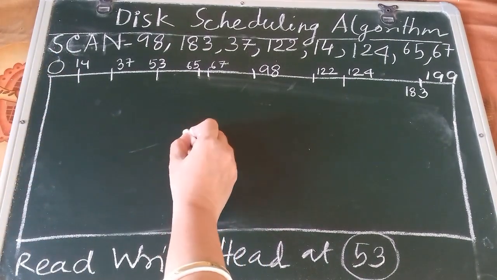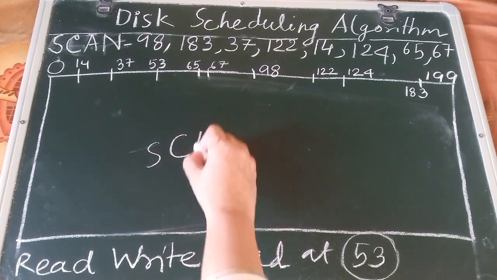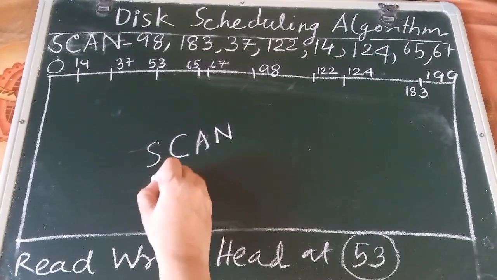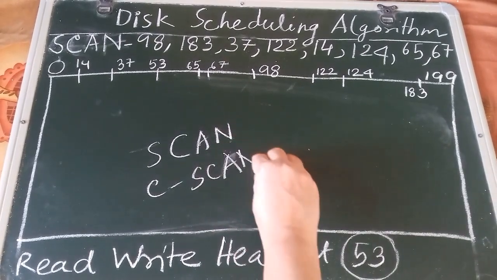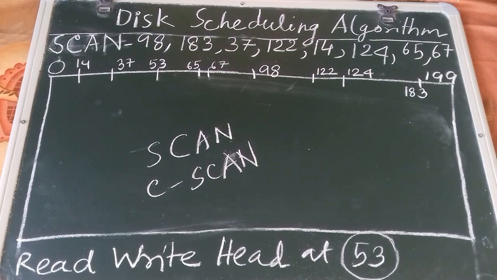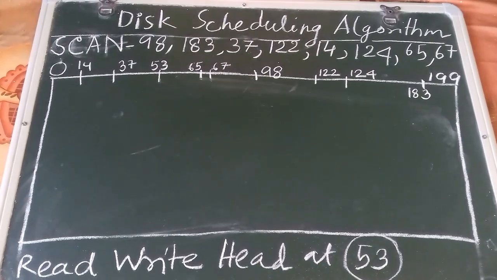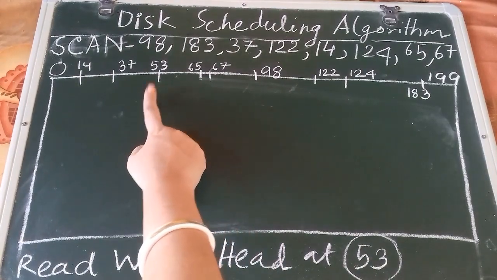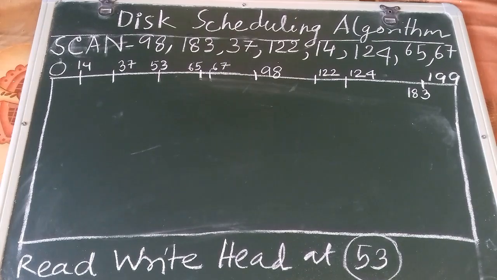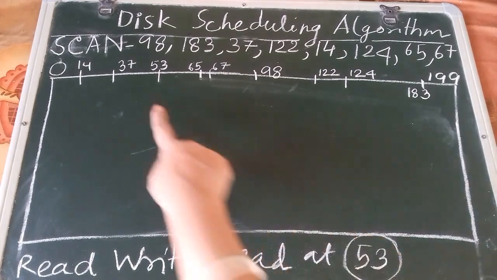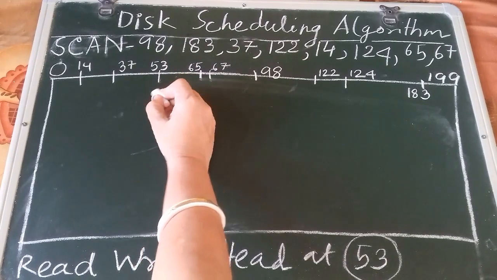So in this present video we are going to cover two algorithms, one is SCAN and another one is CSCAN. So we first start with the SCAN algorithm. What does the SCAN algorithm do? It just starts from one end. Like in the previous two algorithms we have seen, the read write head is pointing presently at track number 53. So presently the read write head is here.